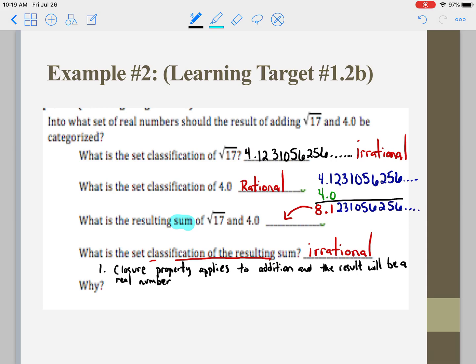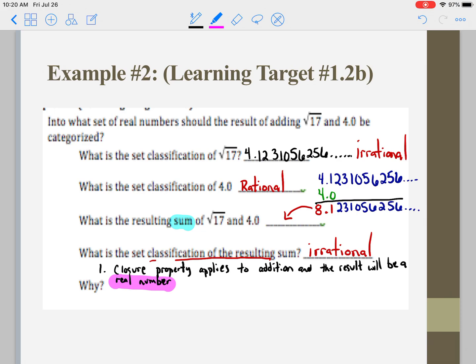If you look at the classifications of irrational and rational, they are not the same set classification. However, both are categorized in the set of real numbers. And so the closure property basically states that any time that you add two numbers from the same set, and in this case, the same set is the set of real numbers, the result will be a number from the same set. So adding two real numbers will result in a real number.